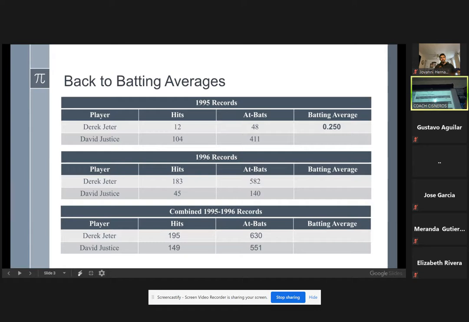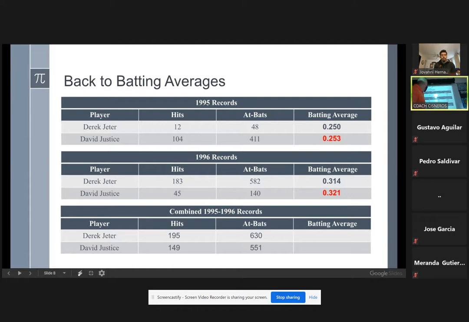Claudia, what did you get for David Justice? 0.253. Do we agree that David Justice had a better batting average than Derek Jeter in 1995? Yes, he had a higher one by three thousandths of a point, but still better. In 1996, Draven, what did you get for Jeter? 0.314. And Adrian? 0.321. Again, do we agree that David Justice had a better batting average? Yeah, it's obvious. You can see it right there. So in 1995 and in 1996, David Justice had a better batting average than Derek Jeter.